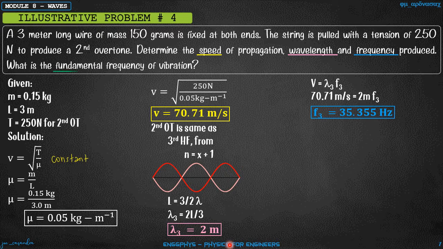And what is now our fundamental frequency for the vibration? That is simply equal to 3 times F1, which came from our equation n times F1. From here, F3 is 35.355, which is equal to 3F1, so just divide it by 3. You'll be able to get the value of F1, which is 11.785 Hertz. Or if you want a longer solution, you can solve for the wavelength for the first overtone.